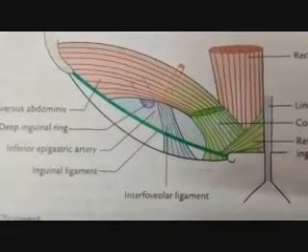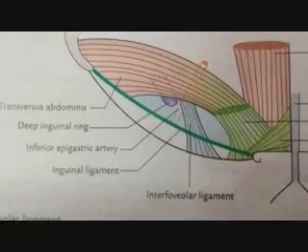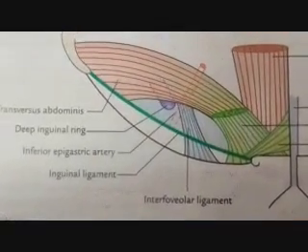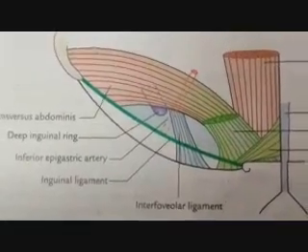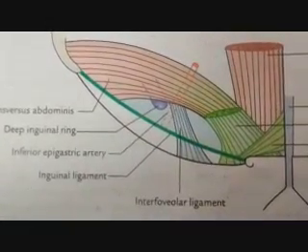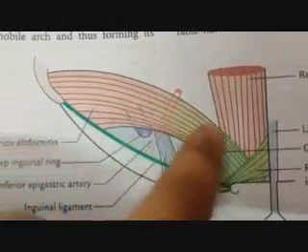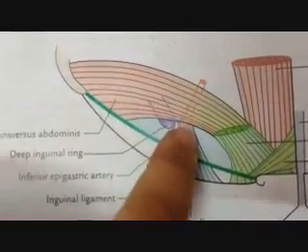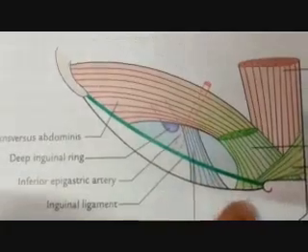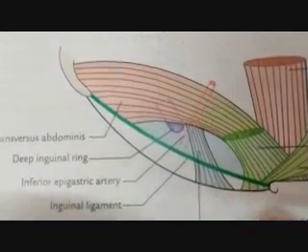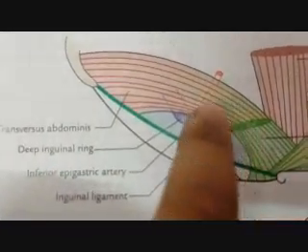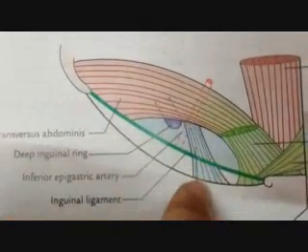This is the interfoveolar ligament. This also helps to maintain the integrity of the inguinal canal by strengthening the fascia transversalis. The muscle fibers arch down from the lower border of the transversus abdominis, as seen here. This is the transversus abdominis, and they are arching downwards from it to the superior ramus of pubis, and this is the interfoveolar ligament.